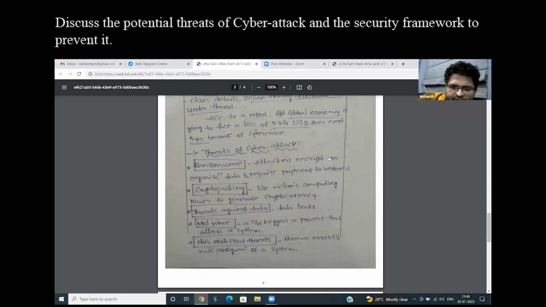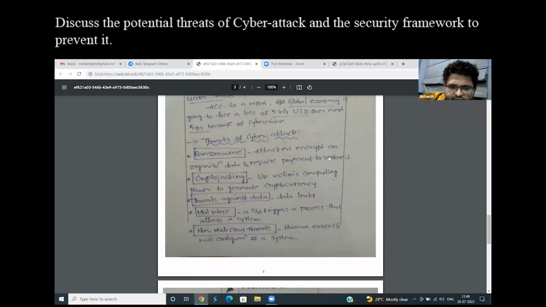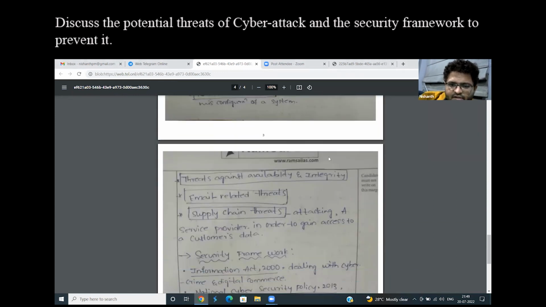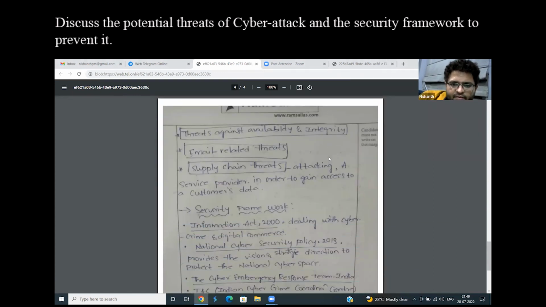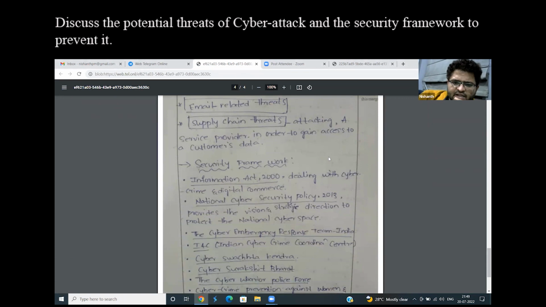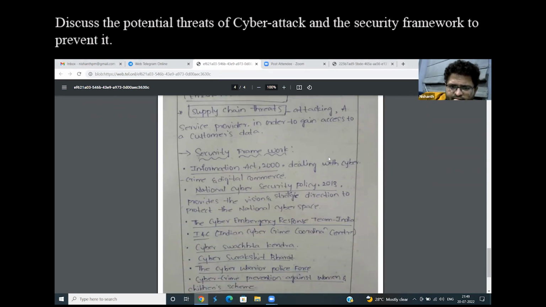Ransomware, cryptojacking, yes, malware, non-malicious threats. Okay, supply chain threats, good. You can mention a few more as we discussed, Venkateshwari, like cyber terrorism, cyber wars. You can write them.